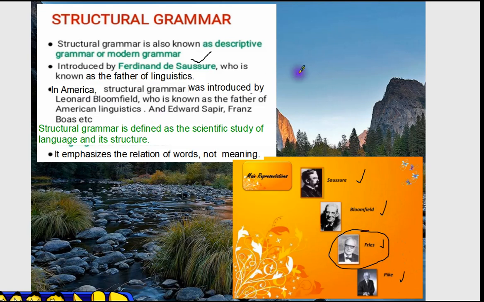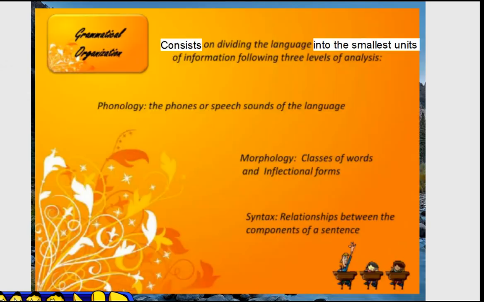I'm going really fast with this because first you can pause the video and take notes, and I already mentioned this in the previous video. So this emphasizes the relation of words, not the meaning. Yes, it kind of looks at semantics, but it's not that important, as long as the words are in the correct order and correctly used, of course.